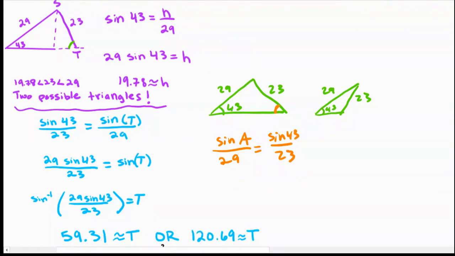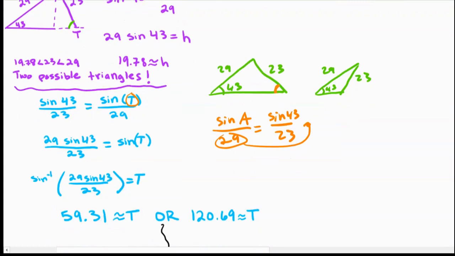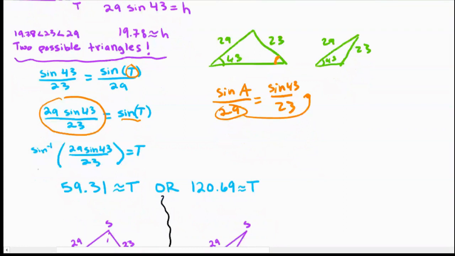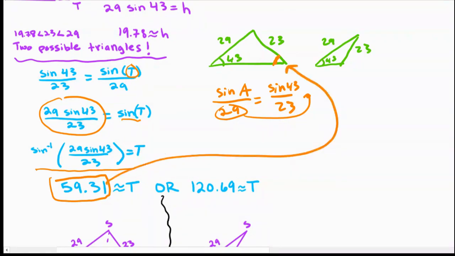I called it sine of t, but it doesn't really matter what you call it. In this case, I'm going to multiply. Oh, did I make a mistake somewhere? No, I'm good. So I multiplied 29 to both sides, and then I took the inverse sine of this and plugged it into a calculator. What I ended up getting was 59.31. So that's this one right here. 59.31 is that angle.